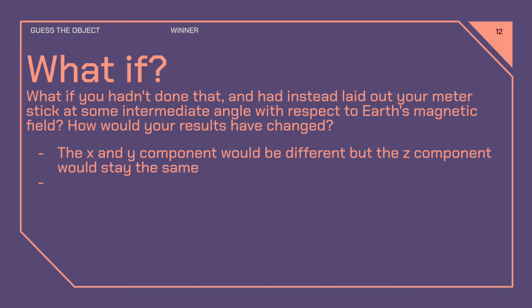Finally, to answer the what-if questions. What if you hadn't done that and had instead laid out your meter stick at some intermediate angle with respect to Earth's magnetic field? How would your results have changed? The x and y component would be skewed in the direction of the magnetic north, so the values calculated would be different. However, the z component would stay the same.